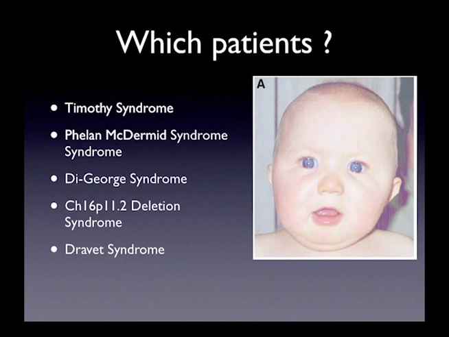So we have kids, for example, with Timothy syndrome, which I'll tell you about, it's a mutation in a calcium channel. We have kids with Phelan-McDermid syndrome. They have mutations in a synaptic protein. And I'll talk about these two. But we also have ongoing studies on kids with DiGeorge syndrome, a big collaboration with the Simons Foundation on kids with 16p11.2 deletion syndrome. We have kids with Dravet syndrome. We have kids with mutations in a protocadherin as well that leads to early onset epilepsy and autism. Okay, so those are the patients. Now, we're going to focus on Timothy syndrome and Phelan-McDermid syndrome for the purposes of this talk.